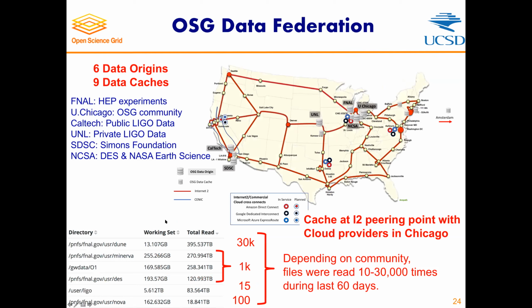And we watch the working set, which is basically the sum of unique data that is being accessed. And we watch the total read, which is the total access of this. And the ratio between these two is how often the file on average gets read within a given namespace.